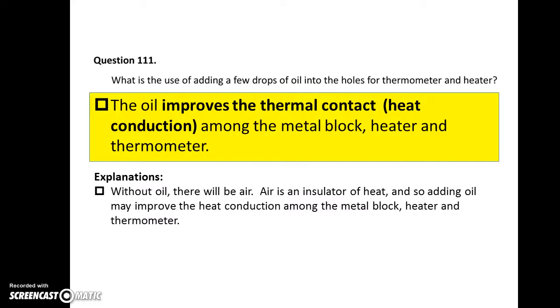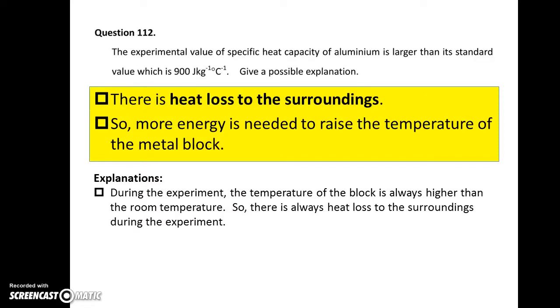Question 111. Why we have to add a few drops of oil into the hole? Because the oil may improve the thermal contact among the metal block, heater, and thermometer, so that heat may conduct better. Question 112. The specific heat capacity of aluminium is in fact 900, but our experimental result is much higher because there's heat loss to the surroundings. So we have to supply even more energy.